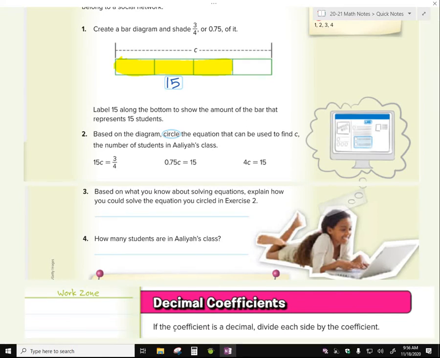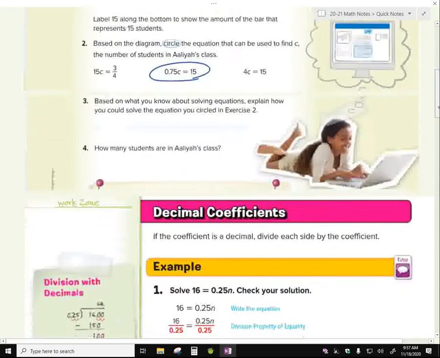Based on the diagram, circle the equation that can be used to find C, the number of students in Aaliyah's class. So this bar up here is 3/4 of the class, C. So 3/4 C. Which one has 3/4 C, or a variation of it? Which one, Gage? Yeah, 0.75 C, because 0.75 of the class is 15.